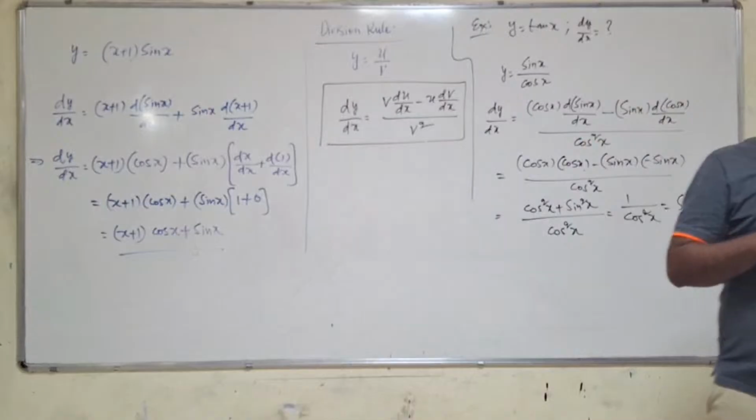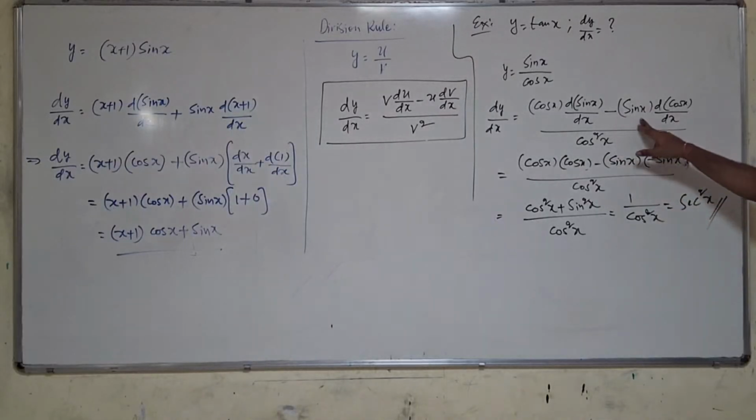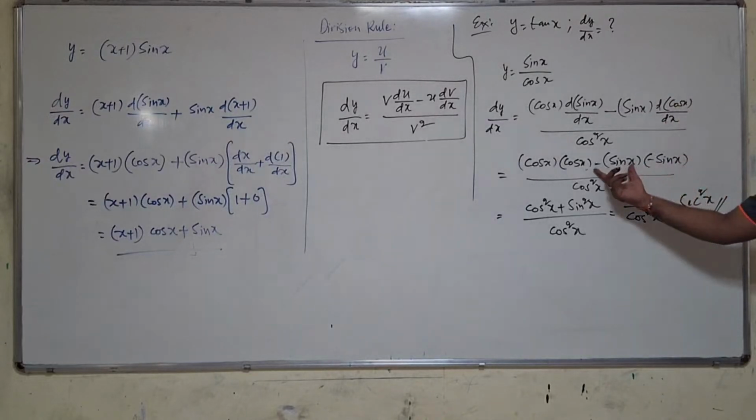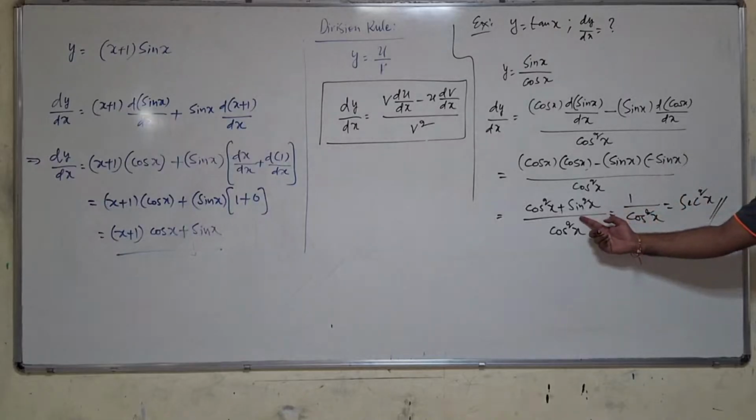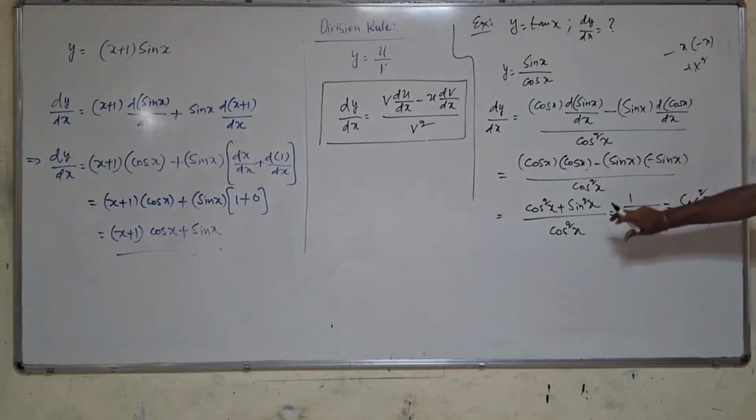Both the sin x should be multiplied by minus. That is how it becomes plus. And this one will be minus. Minus sin x into d cos x by dx is what? Minus sin x. So minus sin x into minus sin x is plus sin square x. It is like minus x into minus x. What is it equal to? Plus x square. That's what I wrote here.